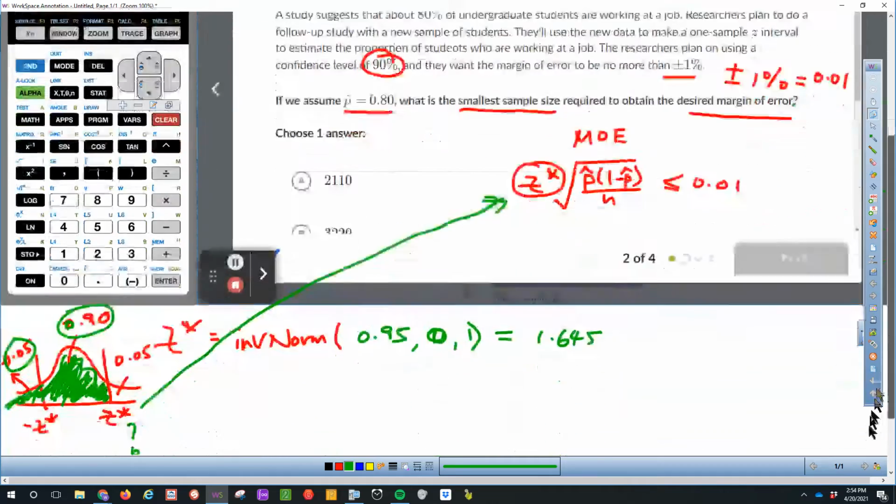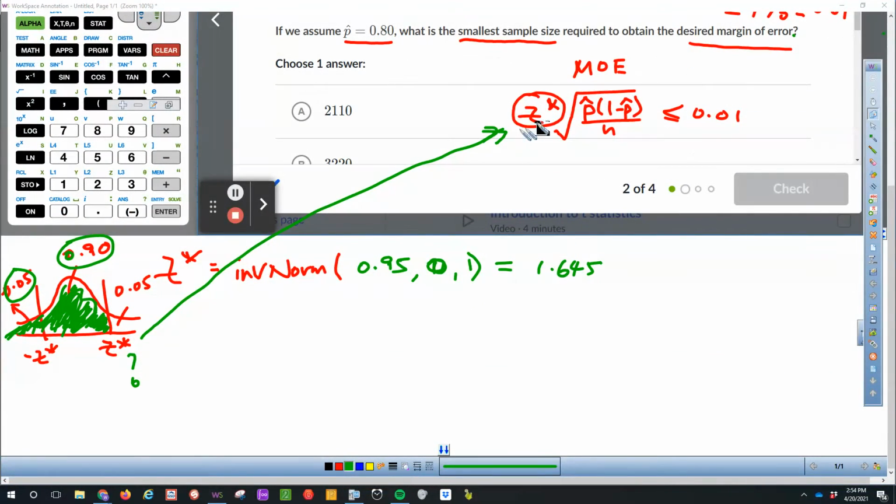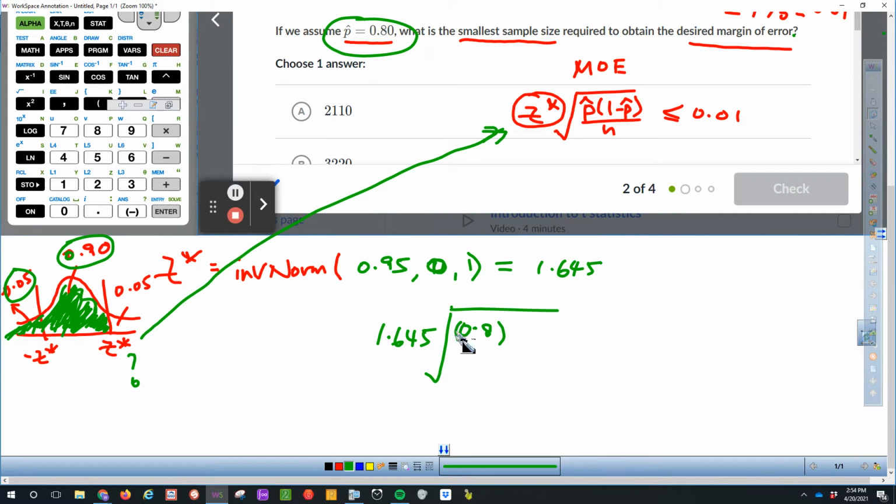So 1.645. Here we can change it to become 1.645 times the square root of p hat. They said that the p hat is 0.8. So 0.8 times 1 minus 0.8, divided by n, and that is less than or equal to 0.01. So you have to do your algebra now, to solve for n.